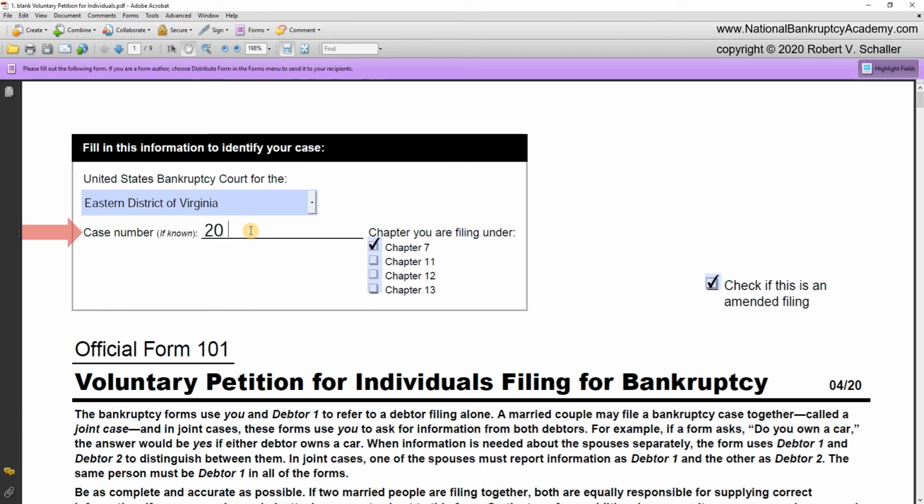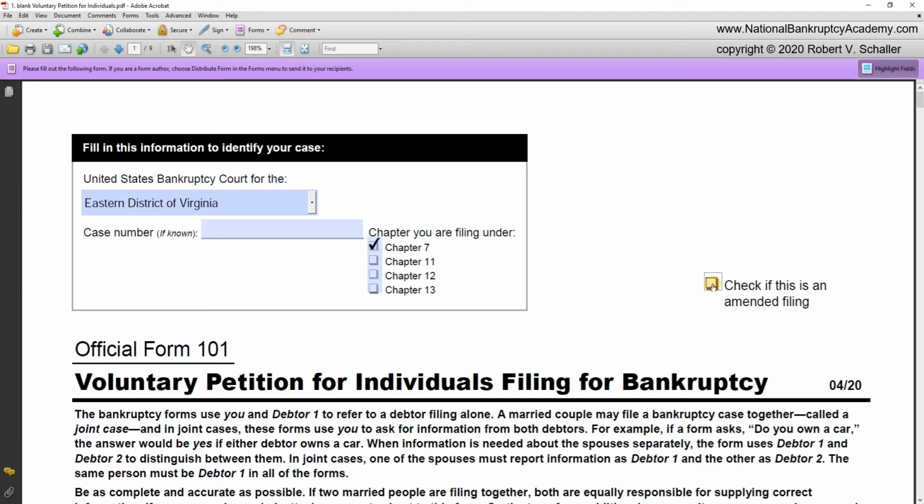For example, 20B12345. But since this is a fictitious case of George and Martha Washington, the case has not yet been filed. This would be left blank. So I'm going to delete the case number. And I'm also going to uncheck the box to the right because it is not an amended filing.